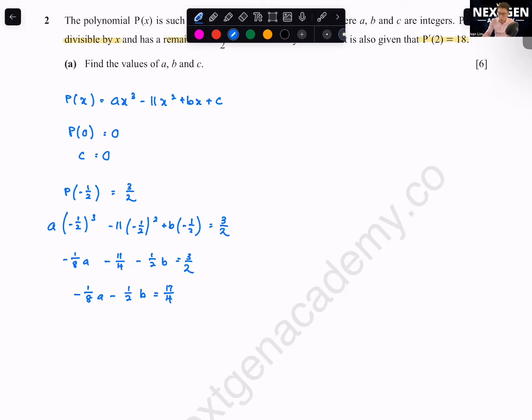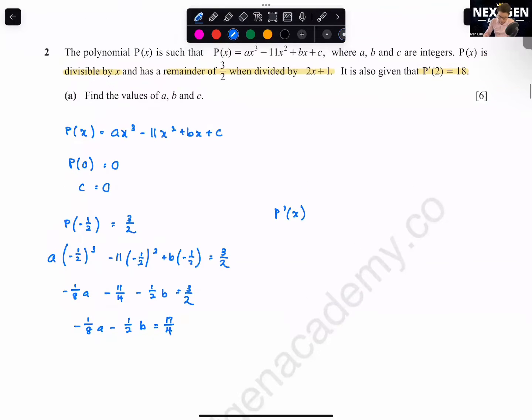They give us p prime 2 is equal to 18. Anyone don't know what p prime is? P prime means your first derivative. So I find p prime x first, which means your dy over dx. So 3a x squared minus 22x plus b. P prime 2 is equal to 18. So I'm going to substitute into 3a times 2 squared minus 22 times 2 plus b is equal to 18. 12a minus 44 plus b is equal to 18.